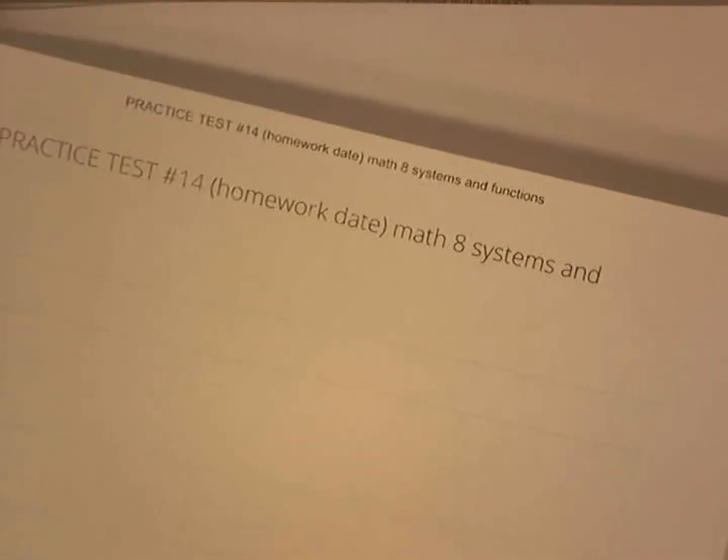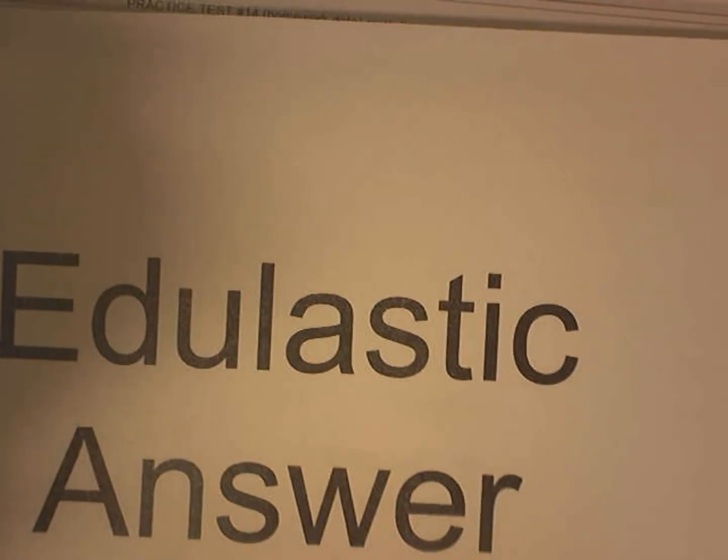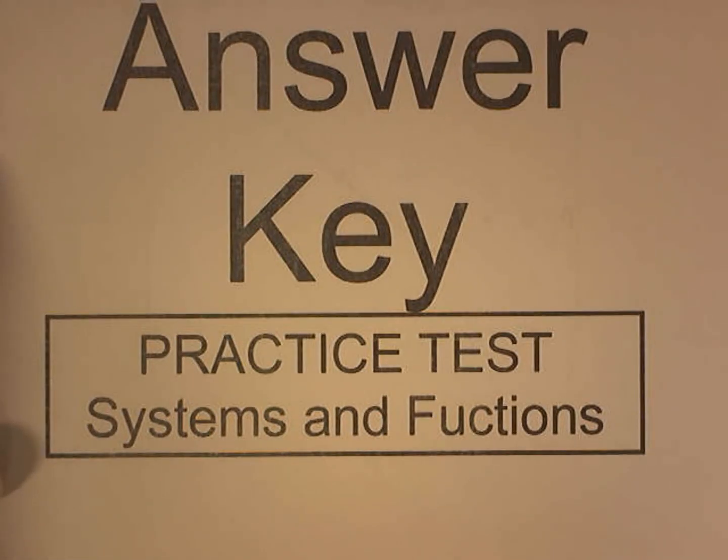And that is the practice test. Boom. Answer key, practice test, systems and functions.